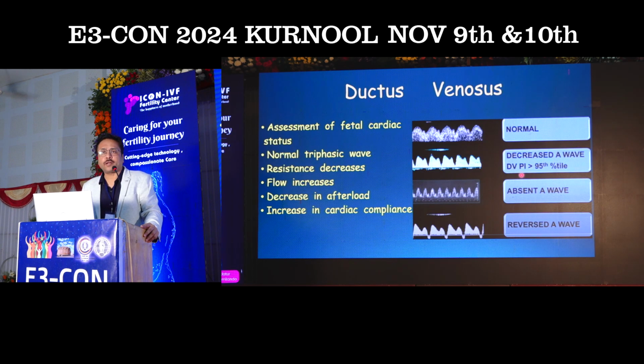Ductus venosus, this is a small trumpet-shaped vessel connecting the umbilical vein to the fetal heart. Normally it is triphasic, S, D and A wave. As the gestation advances, the diastolic flow goes on increasing, so PI values go on decreasing, and it is a marker of fetal myocardium, the fetal heart. Whenever the fetal heart starts failing, there are problems with ductus venosus, and that can be reflected in terms of high PI, absent A wave and reverse A wave.